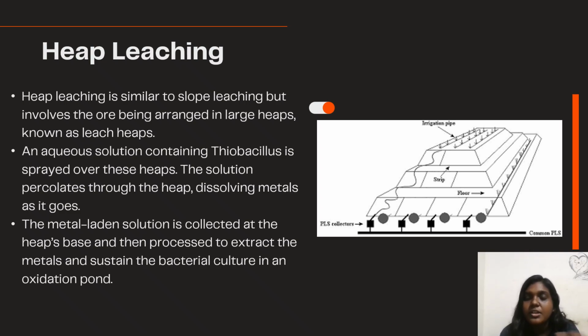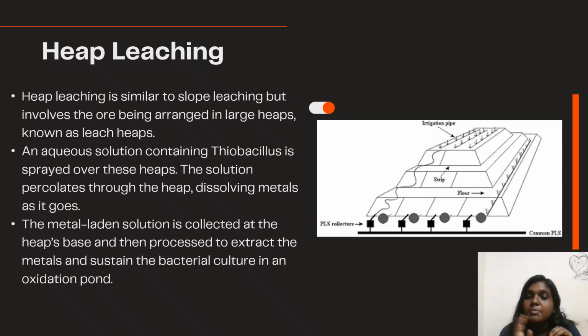A heap-like structure is constructed and the crushed ore is stacked on a lined leach pad. It is called an impermeable HDPE or clay liner. After that, the irrigation process. In the irrigation process, the leach solution, which is more like a dilute sulfuric acid, cyanide, or any alkaline solution, is sprayed from drip emitters or sprinklers.